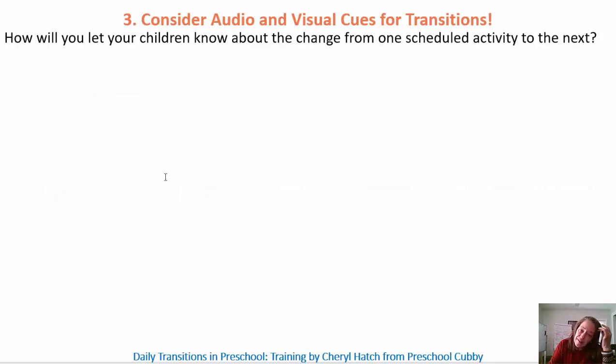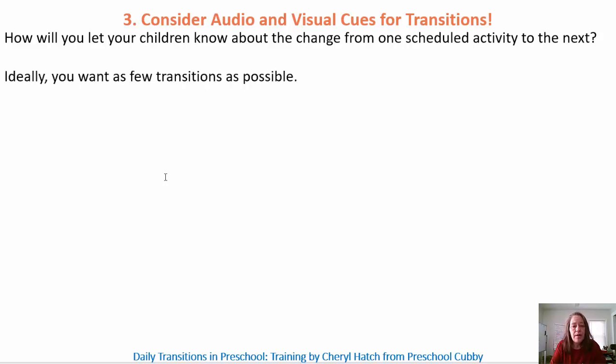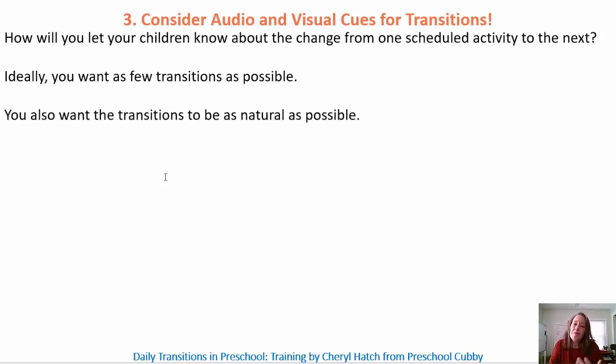So the third section is consider audio and visual cues for transitions. Now, you've read a few articles already on different ways to prepare your kids for a transition. Ideally, you want as few transitions as possible, right? And you want them to be as natural as possible. Like when we say, okay, it's time for snack, instead of feeling so frustrated, hurry up, you got to wash your hands, or we're not going to have enough time to go outside. Get rid of that stress.